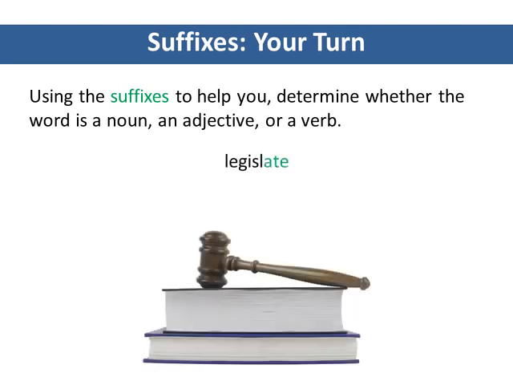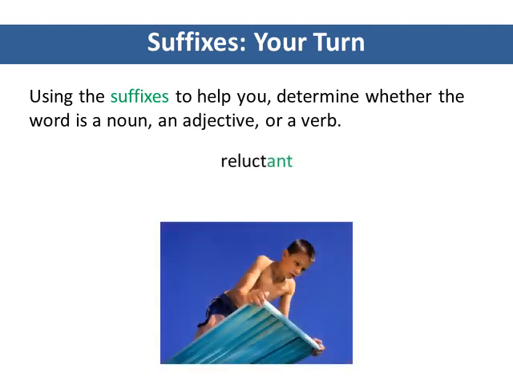Legislate. Verb. The ate here tells us that the word is a verb. To legislate means to make a law, and the law can be called legislation. Reluctant. The ant ending tells us it's an adjective. Reluctant means not wanting to do something.